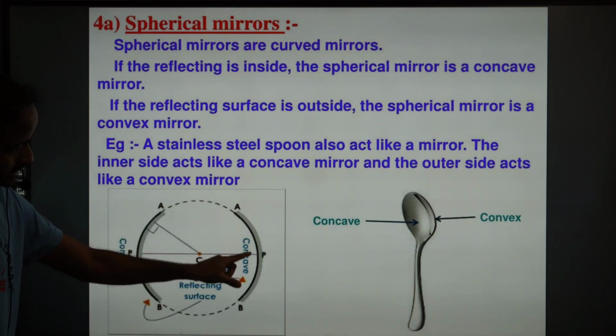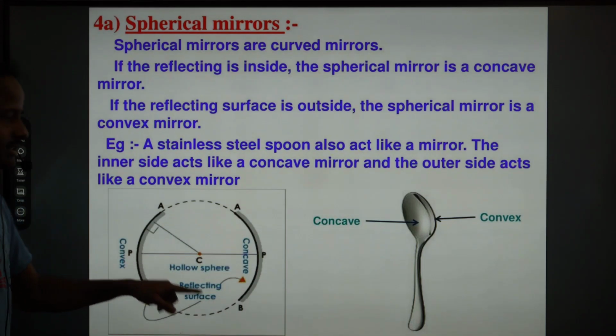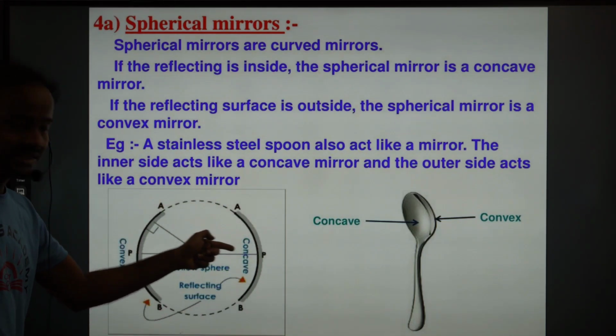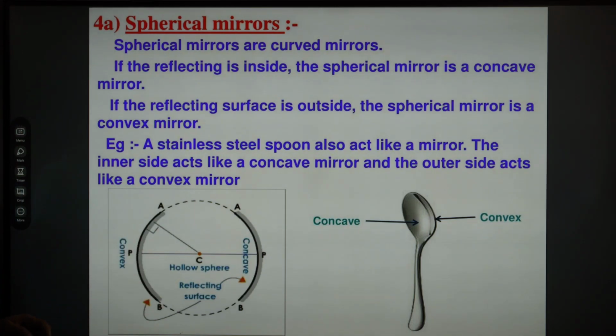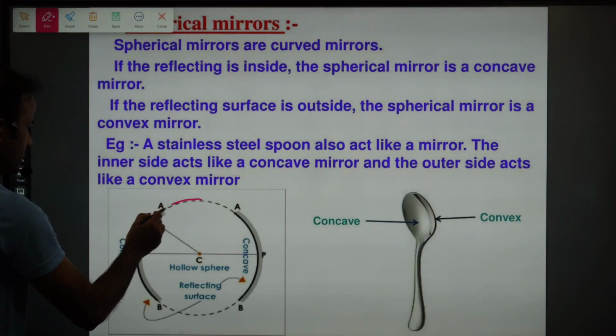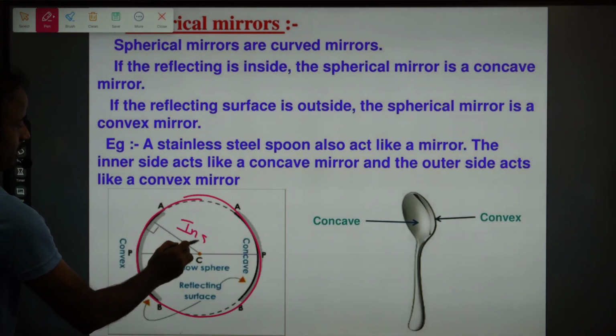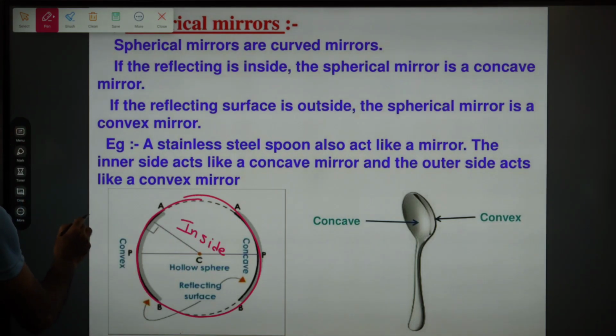Concave mirror means the reflecting surface is inside the mirror, inside the spherical part. The reflecting surface is inside of the spherical mirror. When the reflecting surface is outside of the spherical mirror, it is outside. Is it clear now? Let us assume this is the sphere. This is the inside of the sphere, and this is the outside of the sphere.